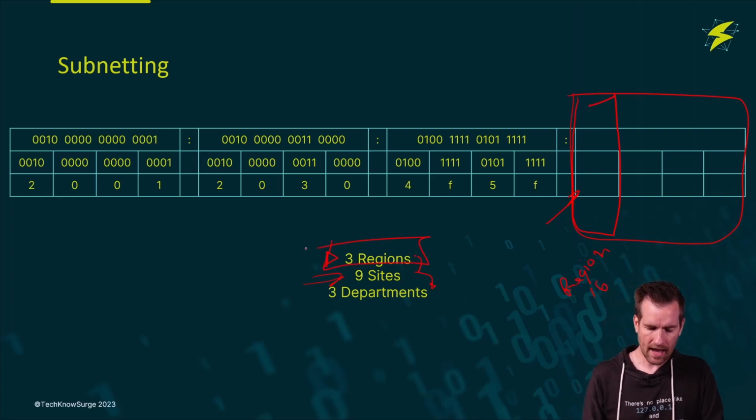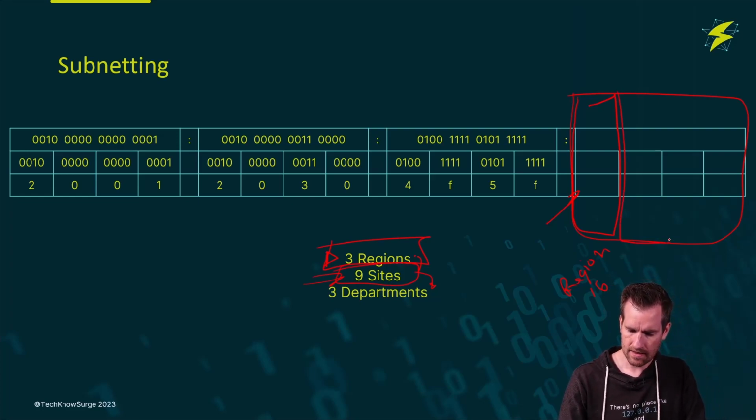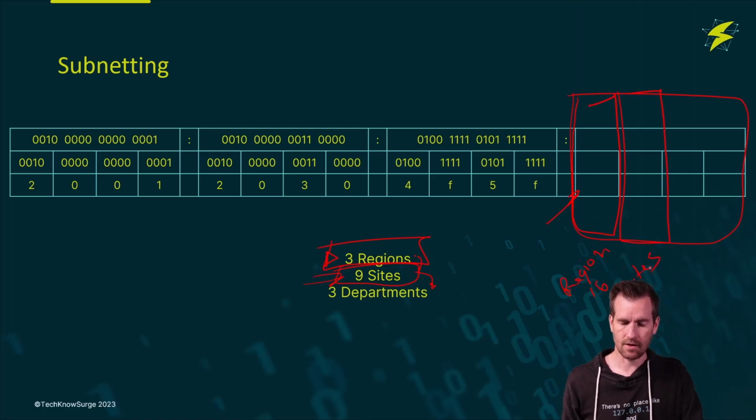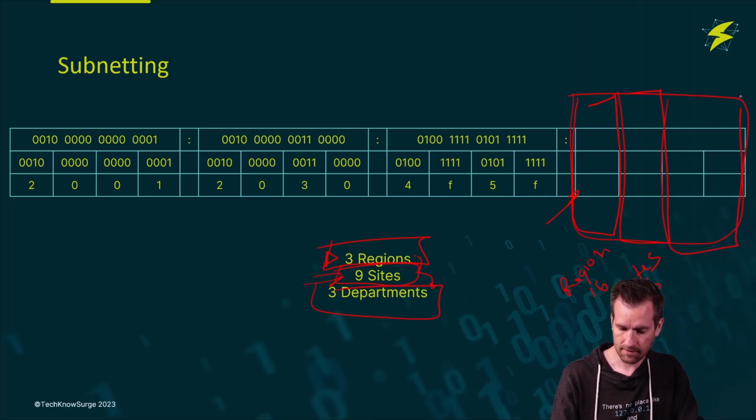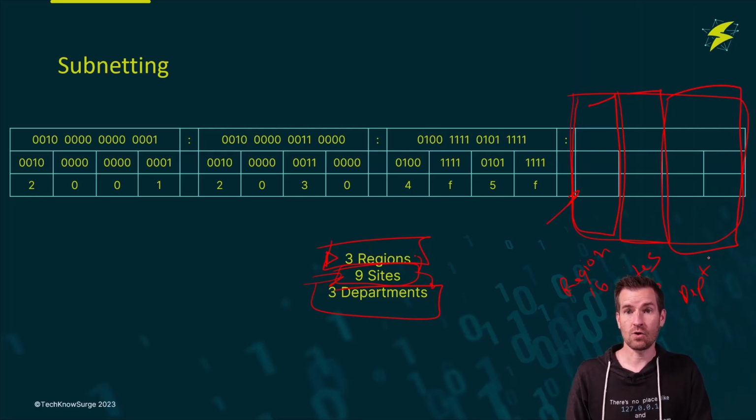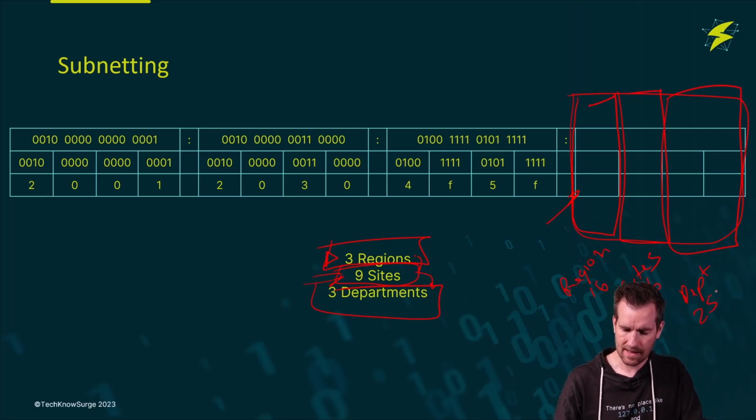And then we have 9 sites. So let's do the second one is going to be the sites. So this is for sites here. And we have 16 different sites that we can have per region. And then we have 3 departments. So anything left over, we could just say this is for the departments. And we've got 256 departments that we could have.